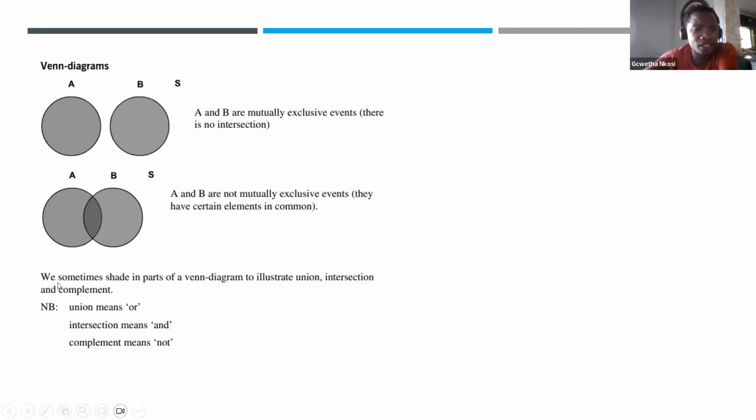Now, there are some things to note here. We sometimes shade in parts of a Venn diagram to illustrate a union, intersection, and complement. So you have to note these things. Union means or, intersection means and, and complement means not. So the complement is not, the intersection is and, and the union is or.